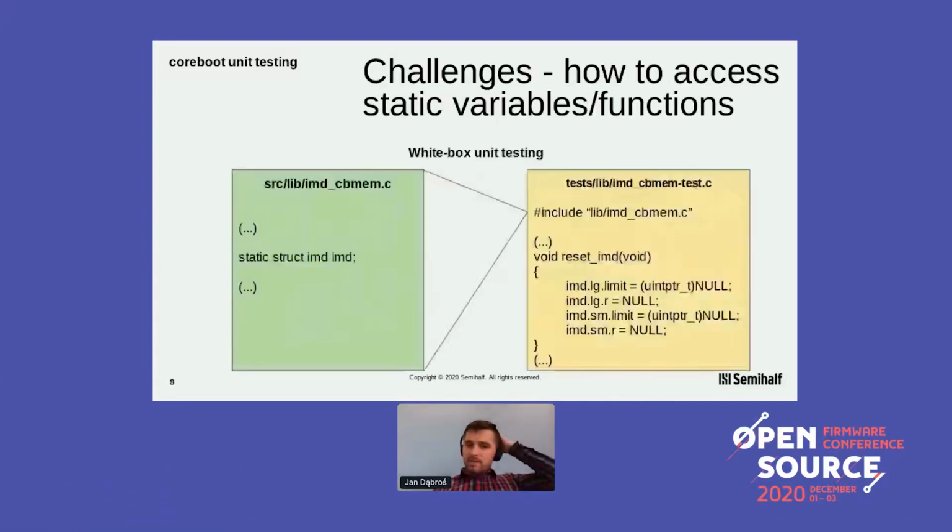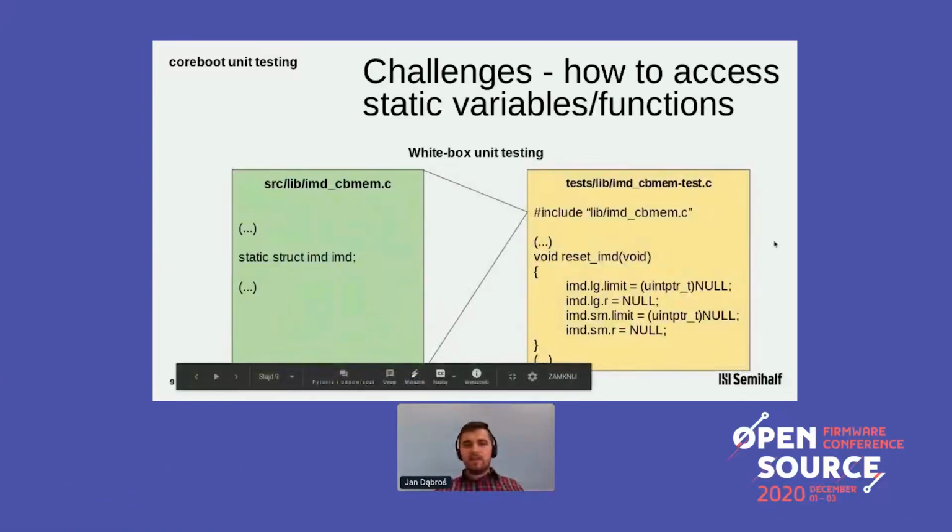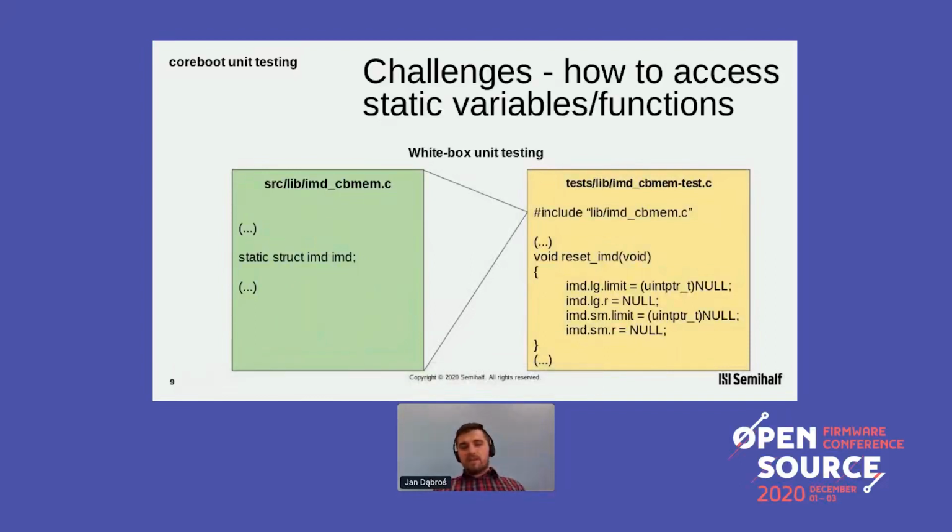So here is a basic example for the IMD CBMEM module. There is a global static variable, static struct imd, and in our test harness, we need to reset the state of this. It's very simple, since if you are including the unit under test, then you can simply access every function, even static ones, right? Since at compilation time you can access them.